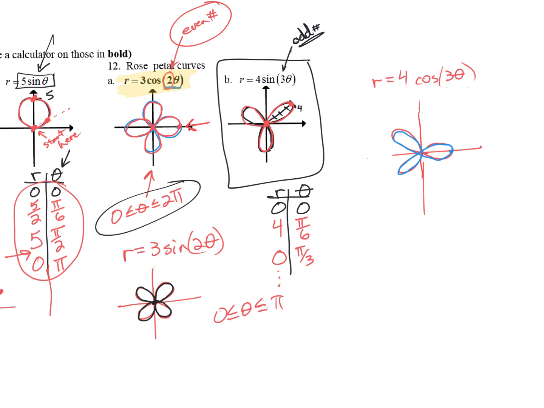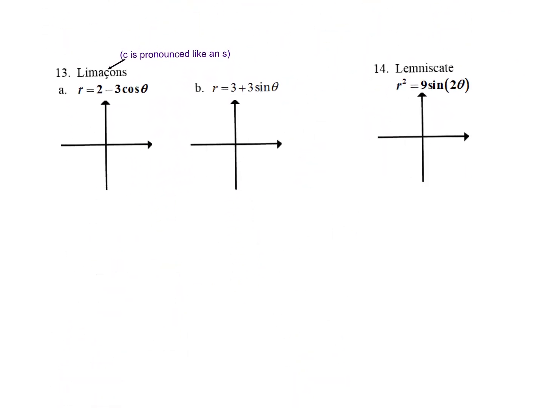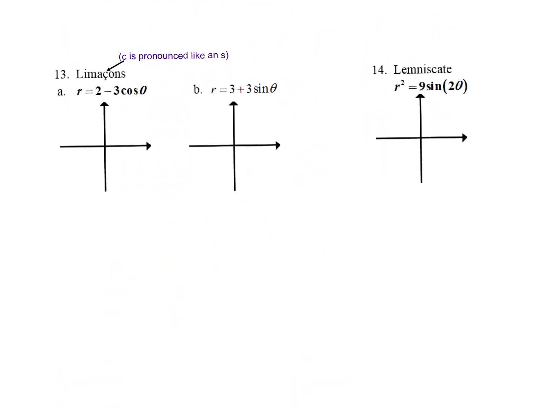Okay, now we're going to move to limaçons. The c with the little weird thing underneath it, I don't know what you call that. It's pronounced like an s, so it's limaçon. So now you can see we're adding something to the cosine or the sine on there. So go ahead and do part A there. r equals 2 minus 3 cosine of theta.